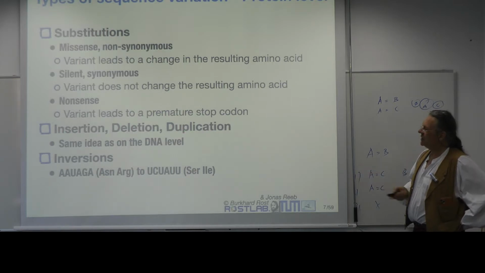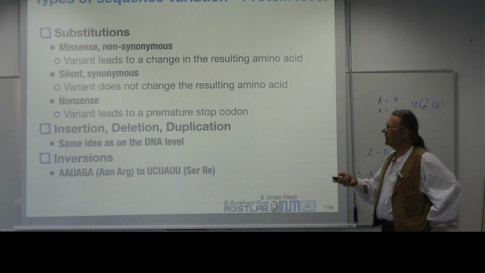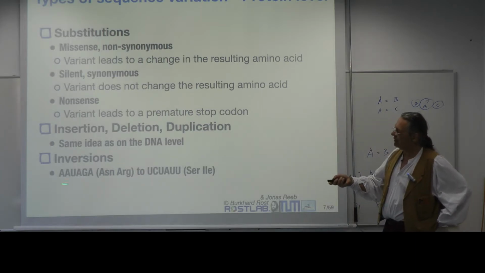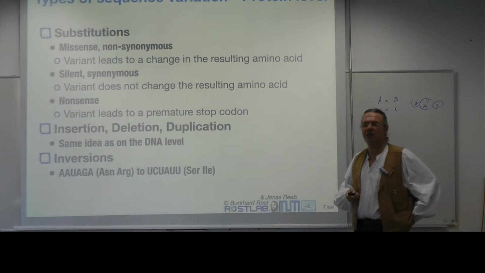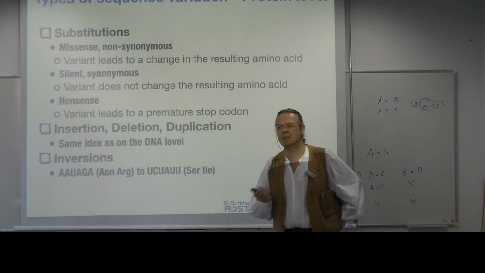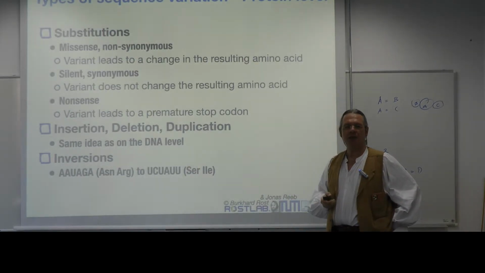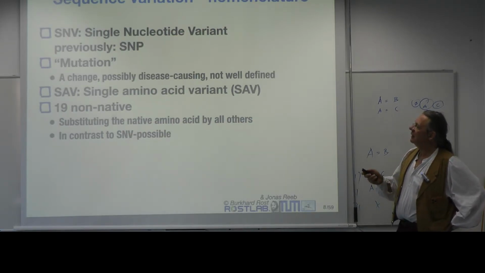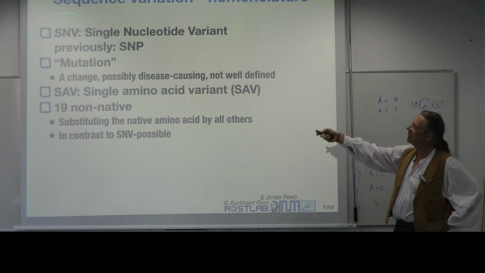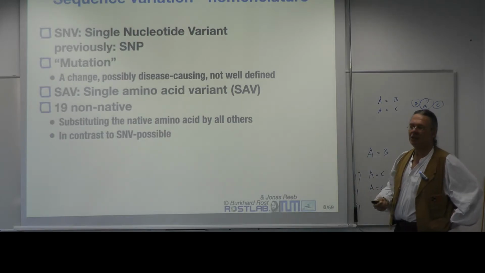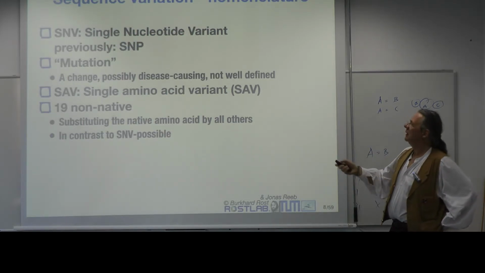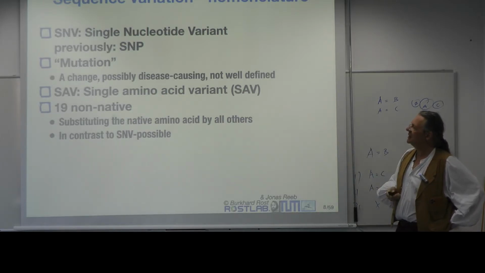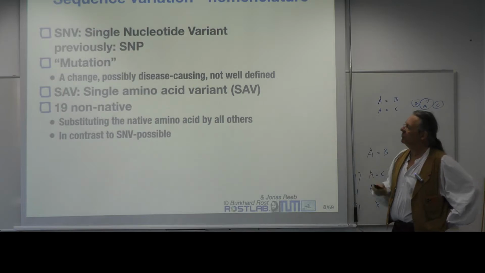Then there are insertions, deletions, and duplications, very similar to the idea on the DNA level. And the inversion can lead to corresponding amino acids, but that means something else in the protein world. It's just another amino acid that comes from the inversion. Now, to get to words, typically today people talk about SNVs as single nucleotide variants. So this is where you change 1 letter. And on the level of the amino acid sequence, if you change 1, people talk about that as SAV. Then there is sort of mutation.